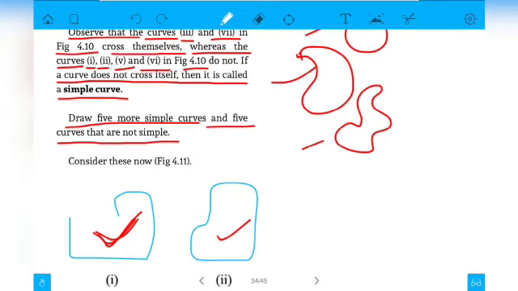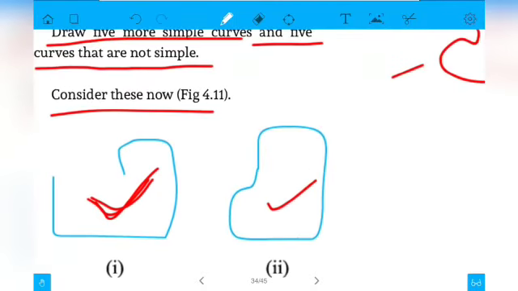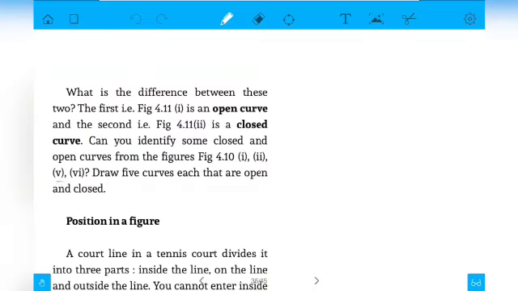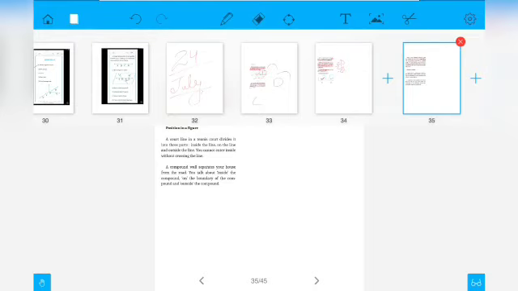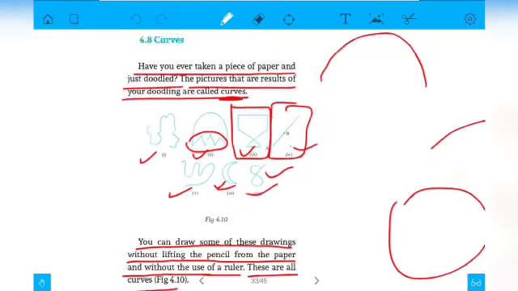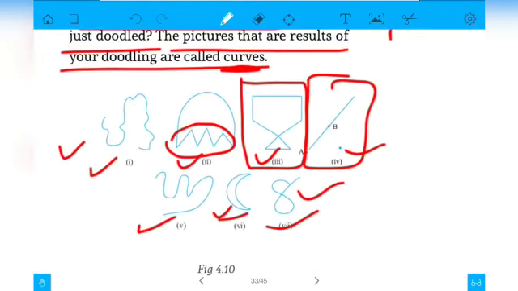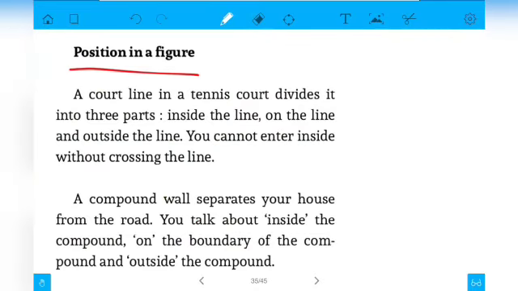Now you can draw 5 more simple curves and 5 curves that are not simple. Now consider these. These are also curves, but this is an open curve and this is a closed curve. What is the difference between these two? The first is an open curve and the second is a closed curve. Can you identify some closed and open curves from figure 4.10? Yes, definitely. Let me take you there. You will see over here, this is an open curve, this is a closed curve.